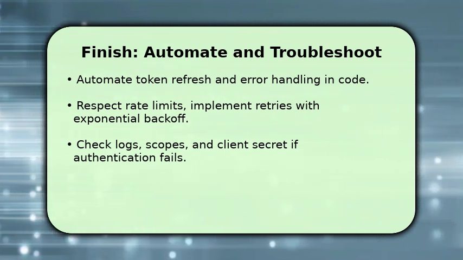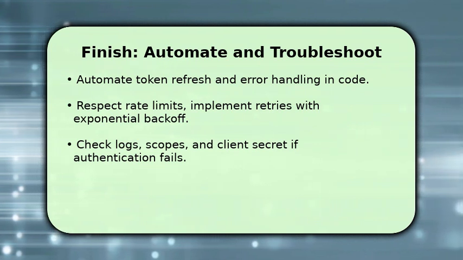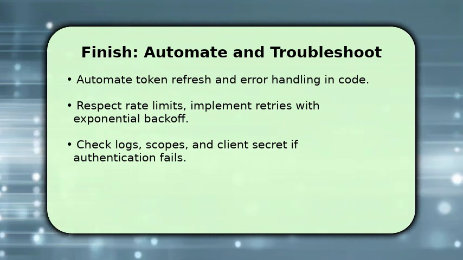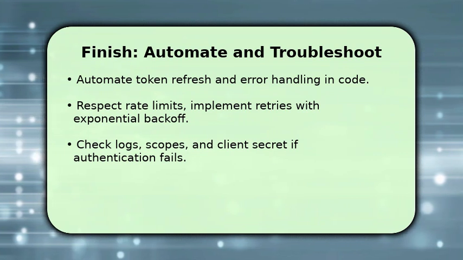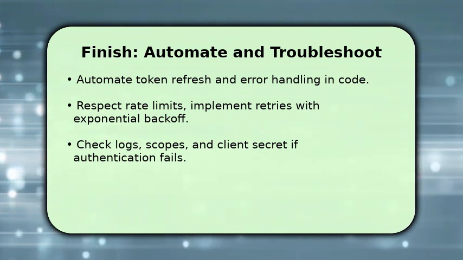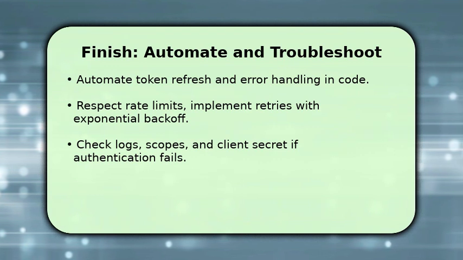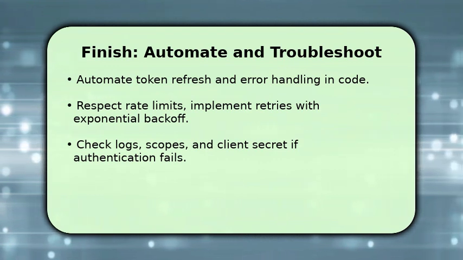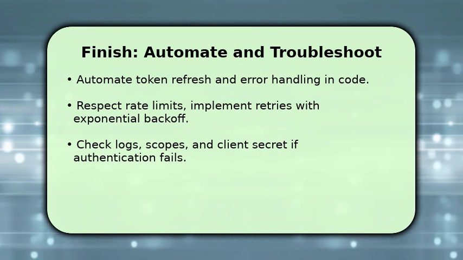If something goes wrong, first verify the bearer token, client secret, and assigned scopes. Next, check API response codes and logs for detailed errors. Finally, enable detailed logging and rerun the failing request to isolate and fix configuration or permission issues quickly.